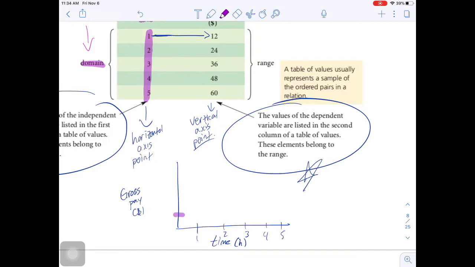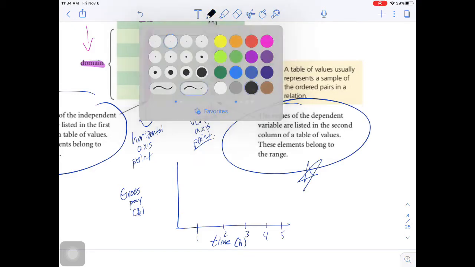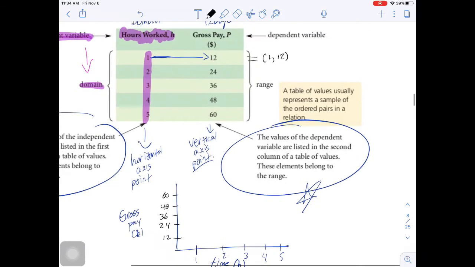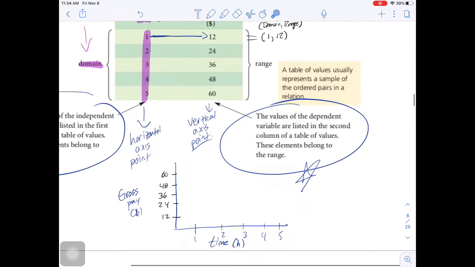So, 12, 24, 36, 48, and 60. And now these ordered pairs, 1 and 12, I can represent this as a coordinate point, 1 and 12. Remember, this is always your domain value and then the corresponding range value. So when my domain value is 1, my range value is 12. So I'm going to plot a point there.